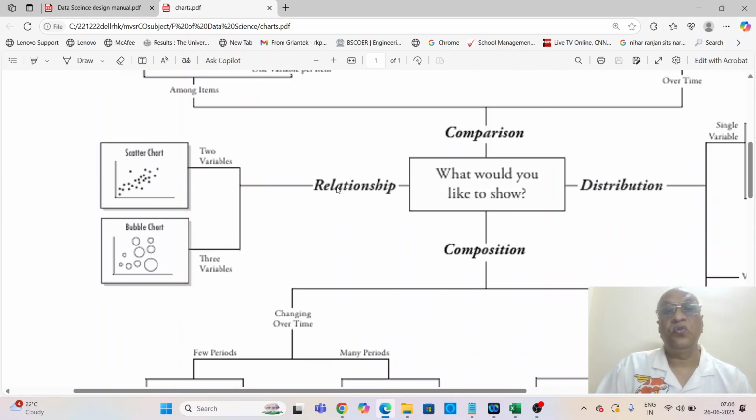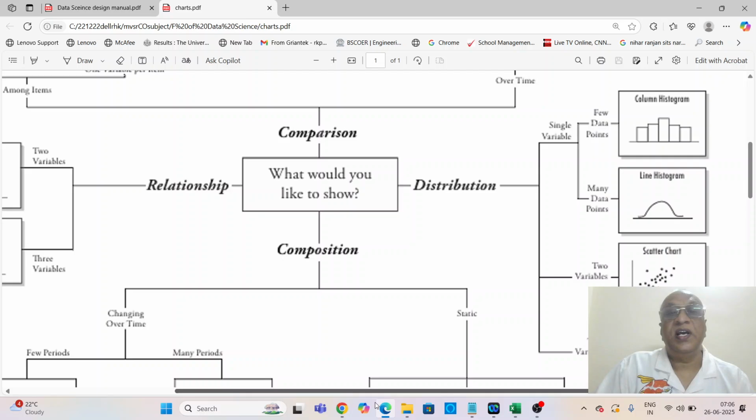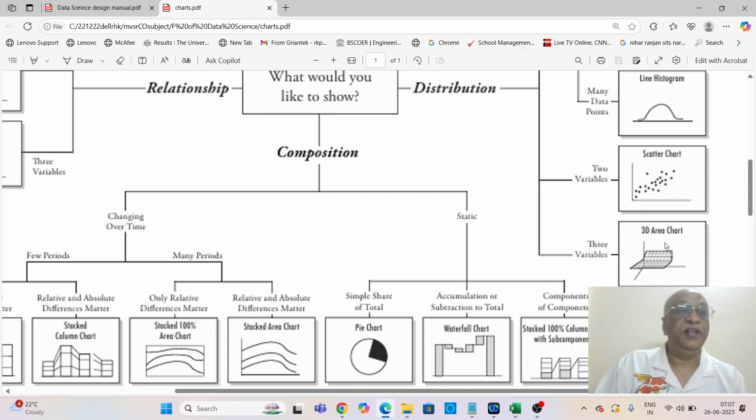Let us say I want to establish a relationship of two variables. I may go for a scatter chart. Of three variables, I may go for a bubble chart. Let us say I want to show distribution. A single variable with few data points, I may go for a column histogram. Many data points, line histogram. Two variables, scatter chart. Three variables, 3D area chart.